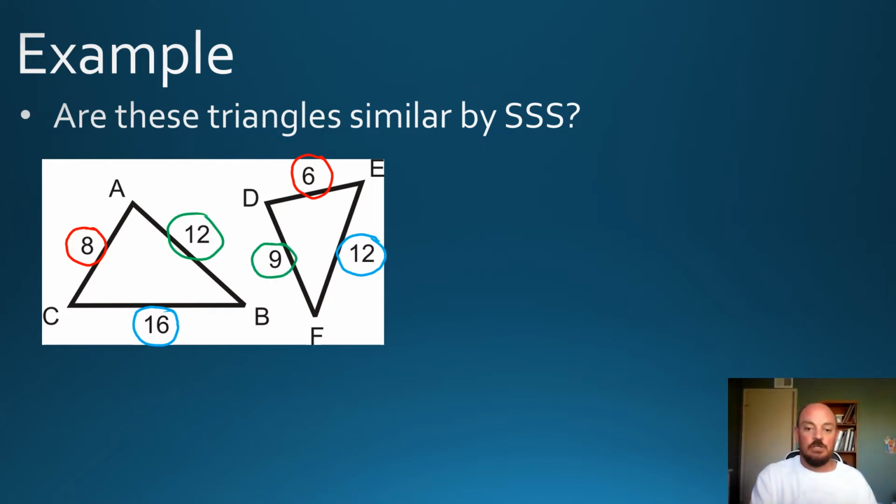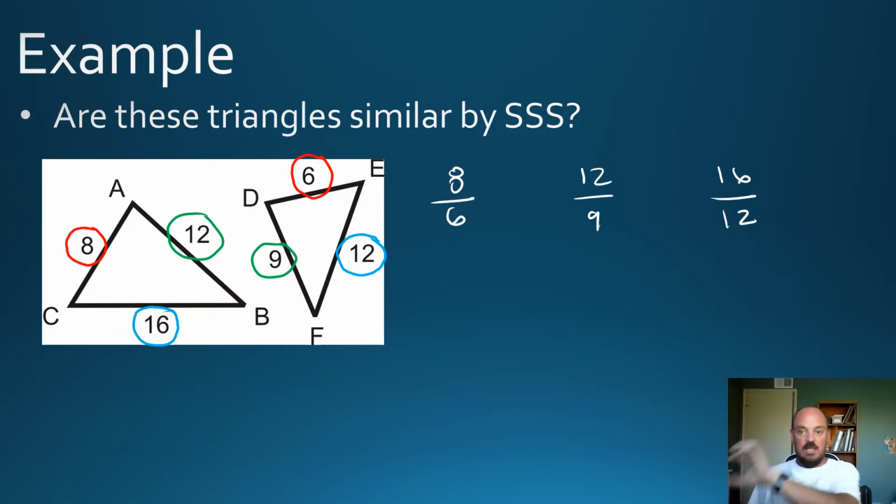So what we want to do is 8 divided by 6, 12 divided by 9, and 16 divided by 12. I did red first, always left to right. So I did 8 divided by 6, the reds. I did 12 divided by 9, the greens. And I did 16 divided by 12, the blues.